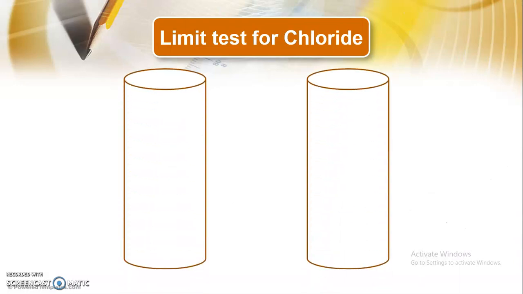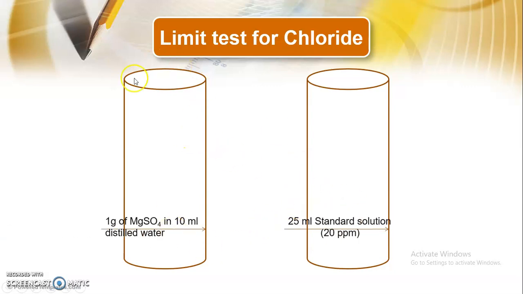Now we will see one example where we are going to carry out the limit test for magnesium sulfate. Here you can see these containers, known as Nessler's cylinders. Though they look like test tubes, these are not test tubes. Nessler cylinders are specifically used for performing the limit test; they are transparent glass apparatus having a capacity of about 50 ml. Now here we are going to use two Nessler cylinders: one for our test sample, and one for the standard sample.